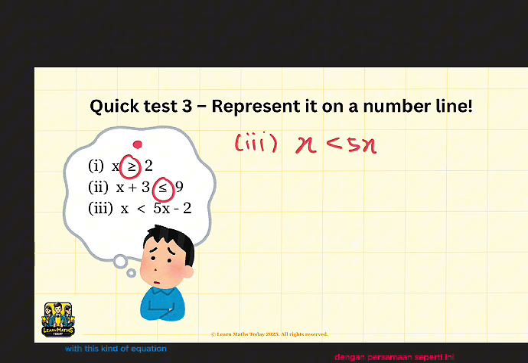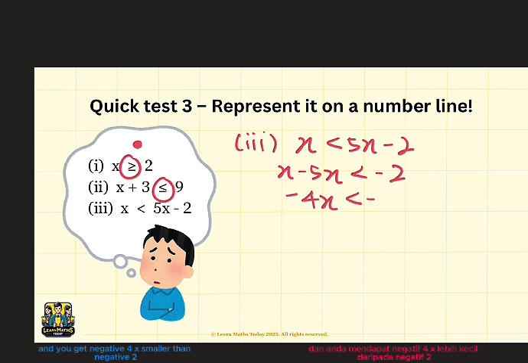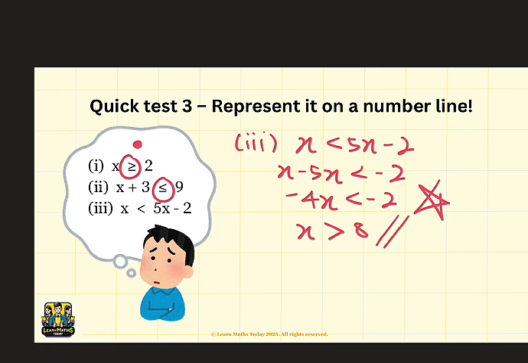With these kinds of equations, we always have to solve it first. So we solve it by isolating x on the left by minusing 5x on both sides. You get negative 4x smaller than negative 2. This is very important because remember what we said earlier? When we divide or multiply by a negative, we have to flip the sign. So if I were to divide by negative 4 on the left, I have to divide by negative 4 on the right and also flip the sign to get this.